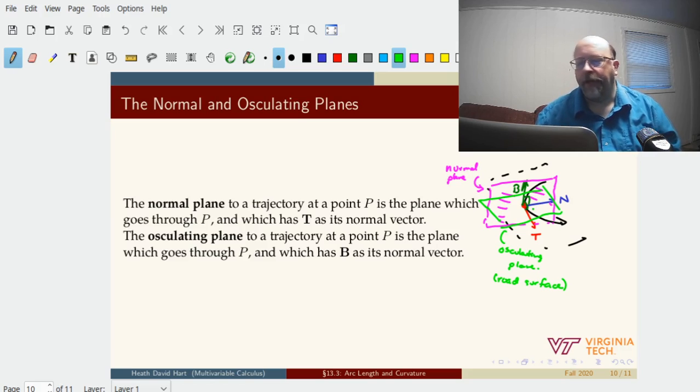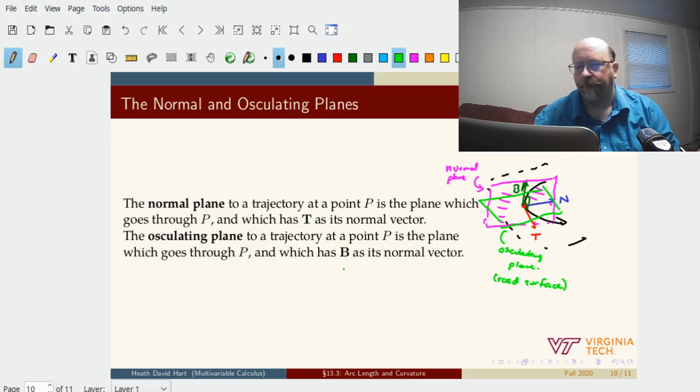And the normal vector, which is the vector that determines the centripetal force, is included in both of these planes. That is, it's not normal to each of these planes. It's actually included in both of these planes.